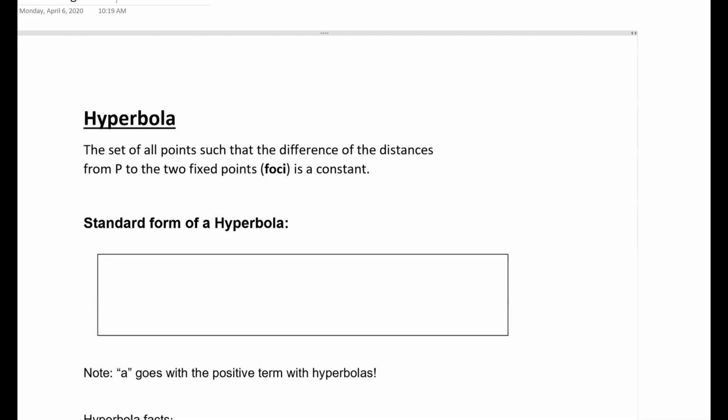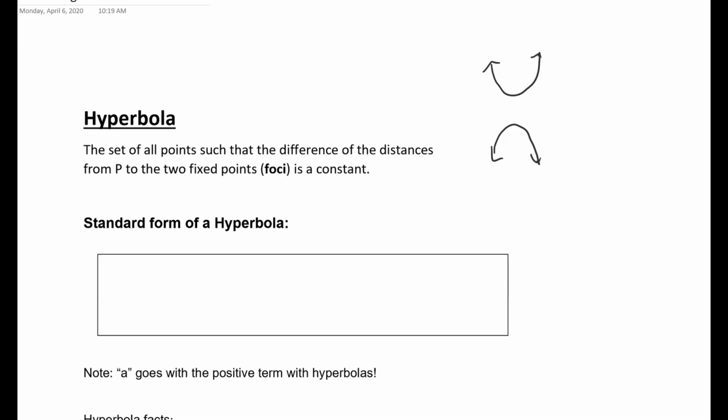So a few things you need to remember about a hyperbola. A hyperbola is a shape that looks like two parabolas, one right on top of each other. And they can either open up, down, or right, left. Honestly, they could rotate, but we're not going to worry about that. A few things you need to know.